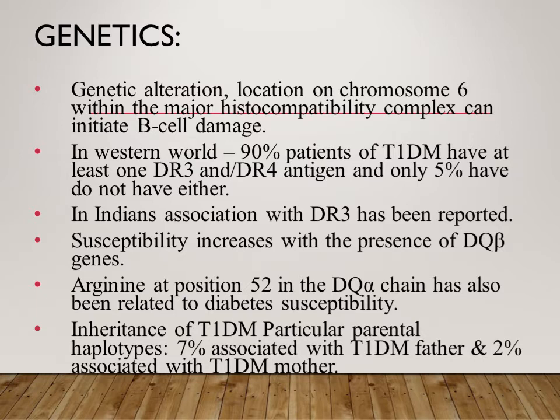In a study, susceptibility increased with the presence of DQ beta genes. Arginine at position 52 in the DQ alpha chain has also been related to diabetes susceptibility. Transmission of type 1 diabetes mellitus, particularly parental haplotypes: 7% associated with the type 1 diabetes mellitus father and 2% associated with type 1 diabetes mellitus mother.